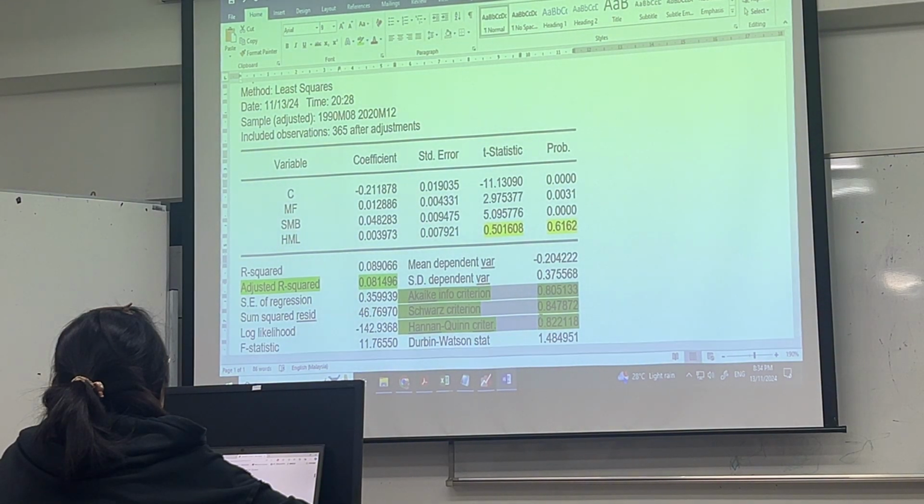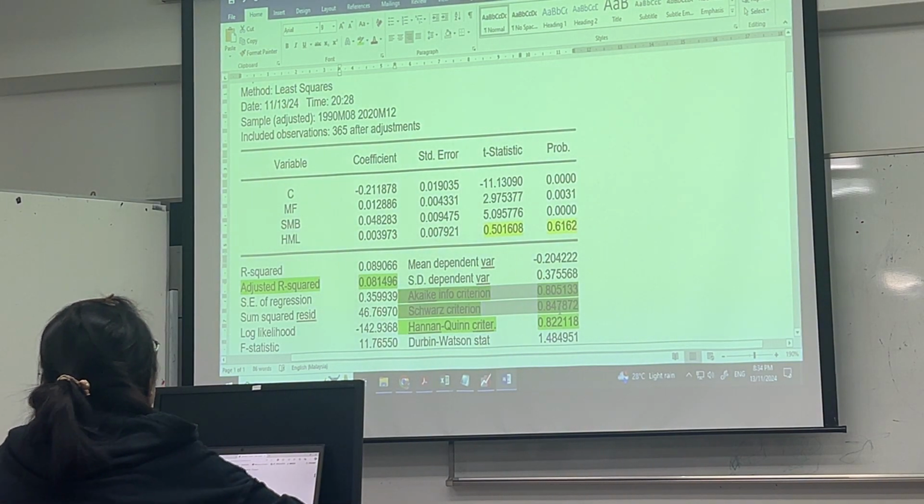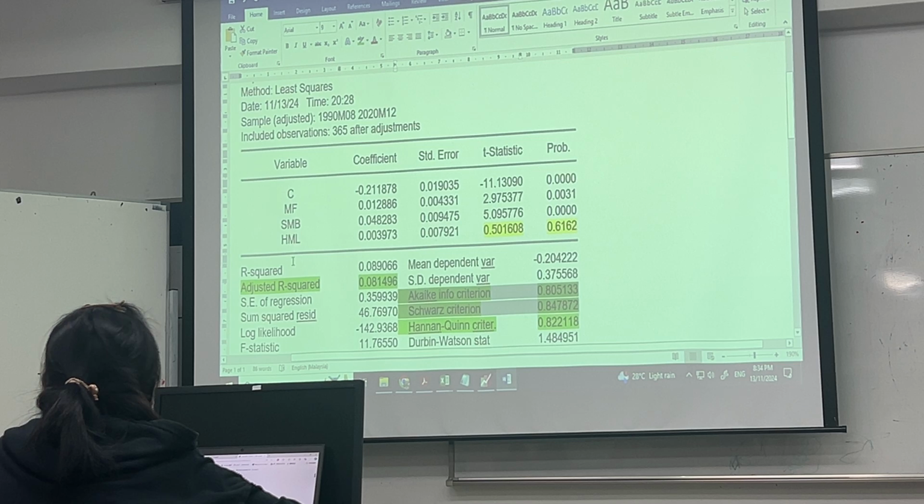So what are the rules here? The rule is, the higher the R square, the better the model. And also the lower the AIC and SIC, the better the model. So after you include the additional 2 independent variables, you can compare their model selection criteria to choose which is the better model. You can include that in your group assignment, right? This is another direction for you to do it.